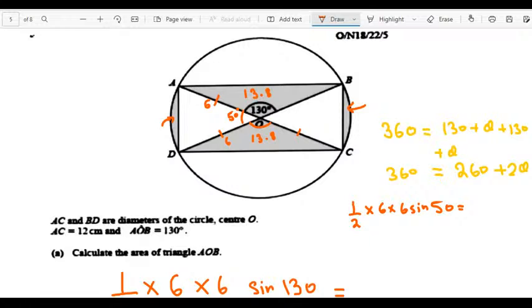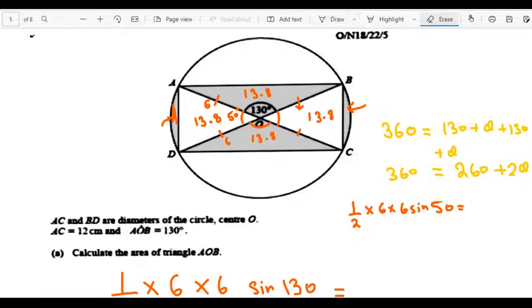Yes, so what exactly is the area? 13.8. Okay. And what about this one? This circle is just like the other circle. This angle is also 50. The two sides are also the same. So this would also be 13.8. But we are not interested in this 13.8. We are interested in this shaded region.